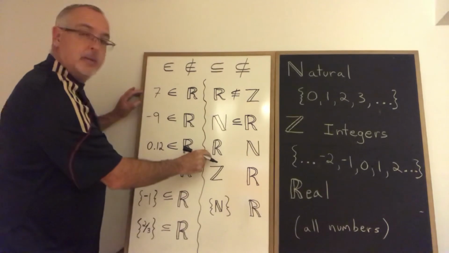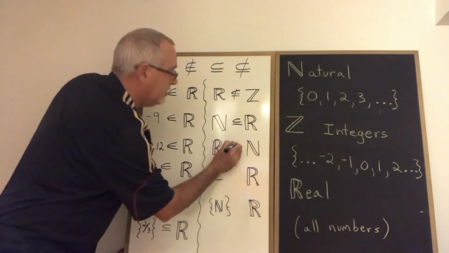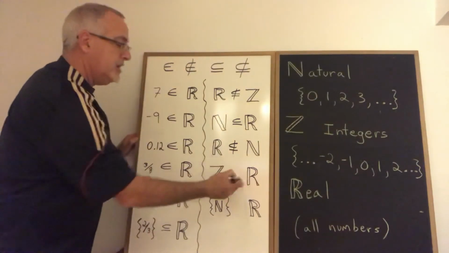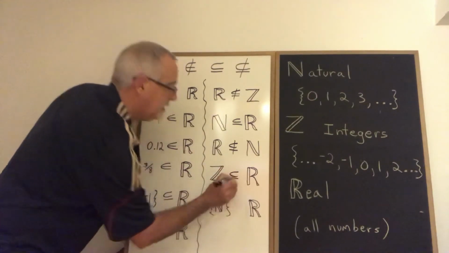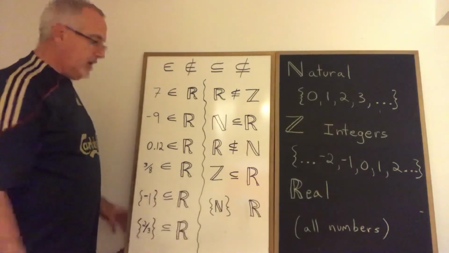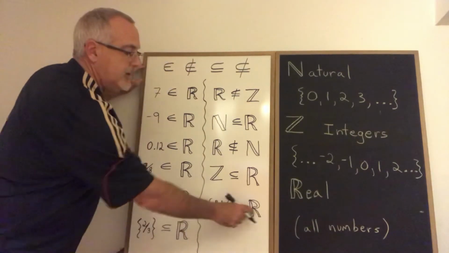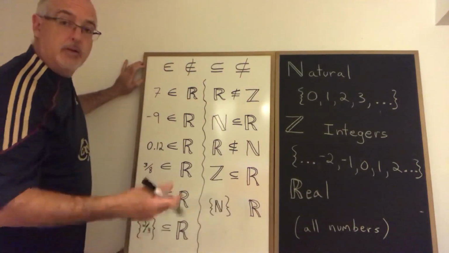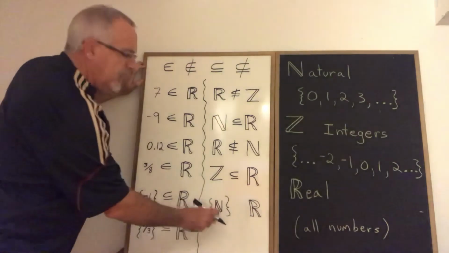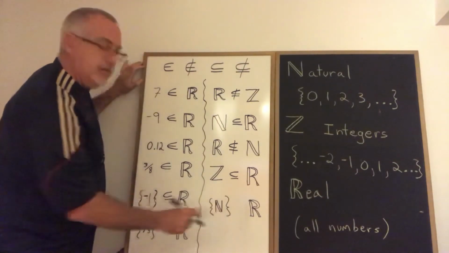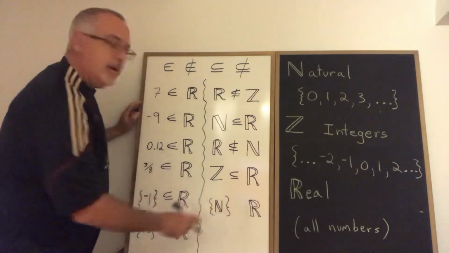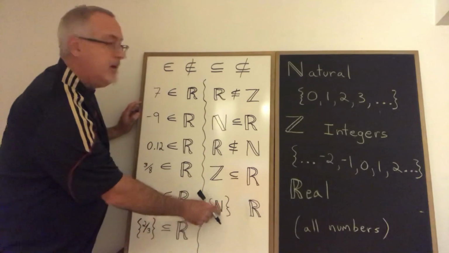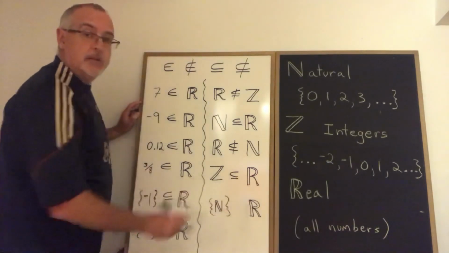Is real numbers a subset of natural numbers? No. Real numbers is much bigger than natural numbers. Is integers a subset of real numbers? Yes. And then we get this special case, a bit of a trick question. Is this set a subset of real numbers? We're not asking if natural numbers is a subset of real numbers, in which case the answer would have been yes. No, this is a special set that has only one element in it, and the element is this weird natural numbers symbol. Since that is not a number, this set is not a subset of real numbers.